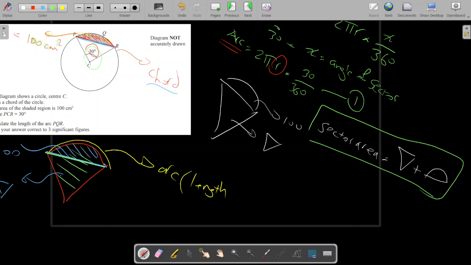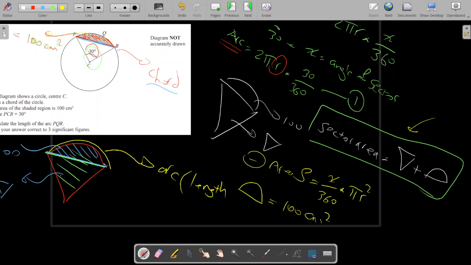Now, when it comes to the sector, what is the area of the sector equal to? From what I understand, it's equal to x over 360 multiplied by pi r squared, right? This is the first part of the expression that you see in front of you here, and this is equal to unknown. While for the second value, the area of this region, we said that it is 100 centimeters squared.